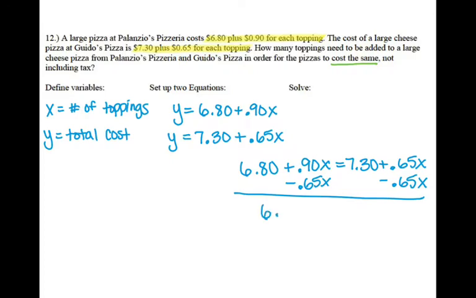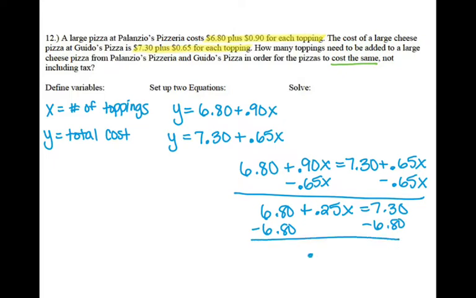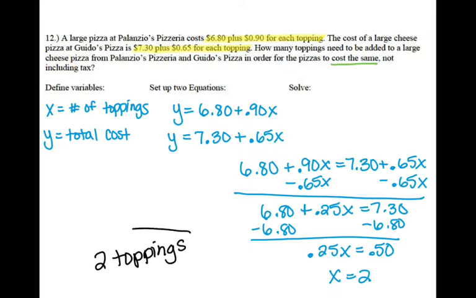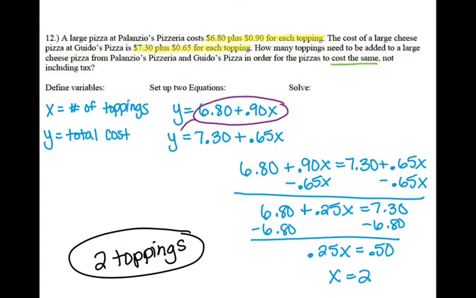That gives me 6.80 plus 0.25x equals 7.30. I can subtract 6.80 from both sides. That gives me 0.25x equals 0.5. So x equals 2. So that means they can have two toppings in order for the pizzas to cost the same. Essentially, I did do substitution. There you go. And then their equations equal each other, and then you can continue to solve.